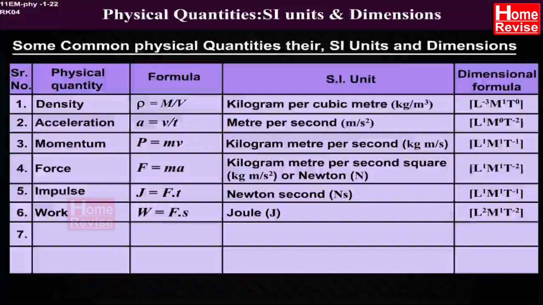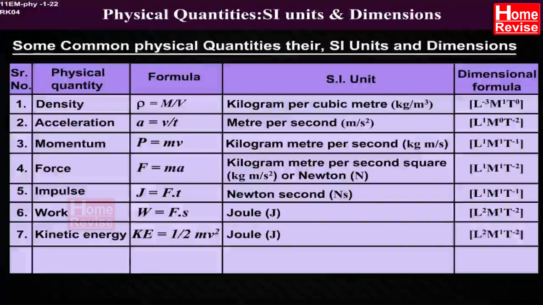7. Physical quantity, kinetic energy. Formula: KE is equal to 1 upon 2 mv square. SI unit, joule, J. Dimensional formula L^2 M^1 T^-2.